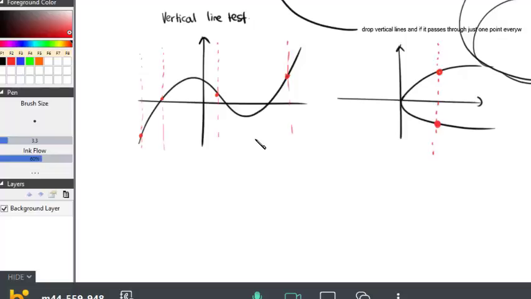Now I'm going to introduce something called an even function. We're going to just talk about functions now. There are three types of functions. One is called an even function. Another one is an odd function, and something that is neither.